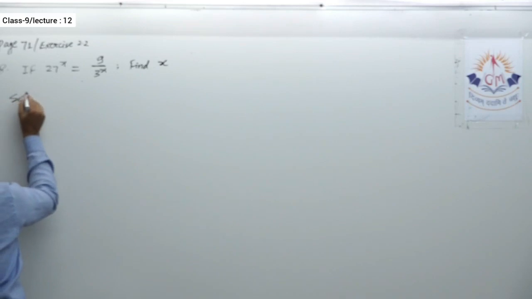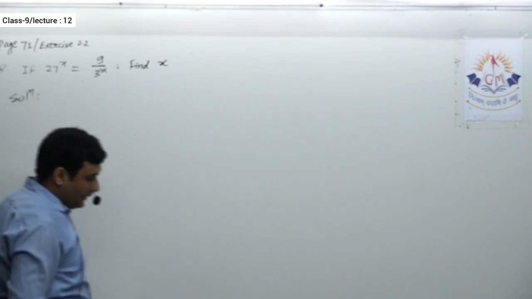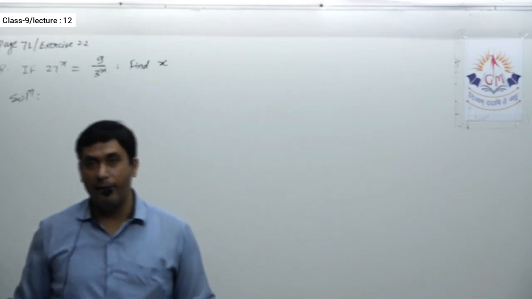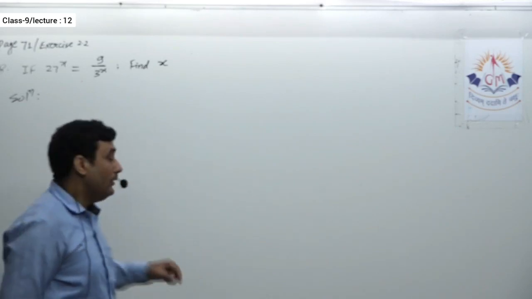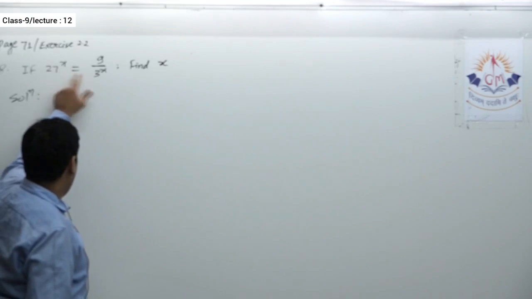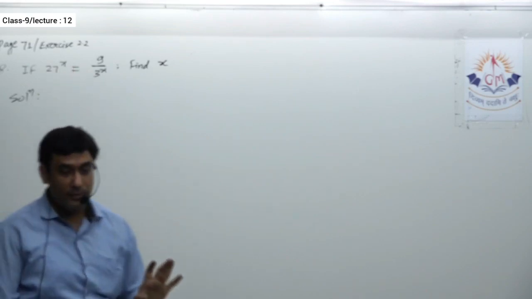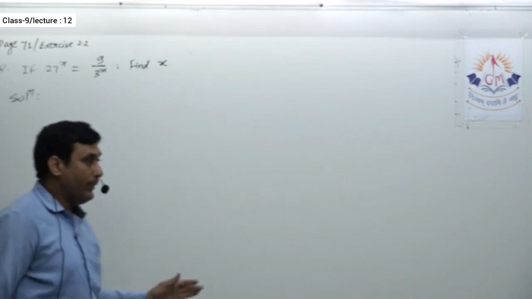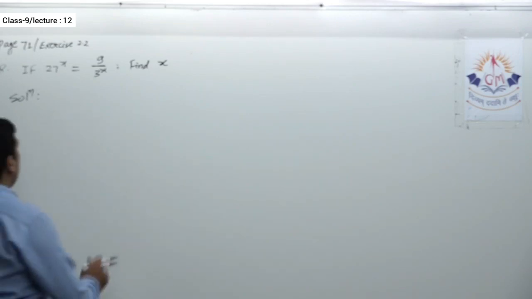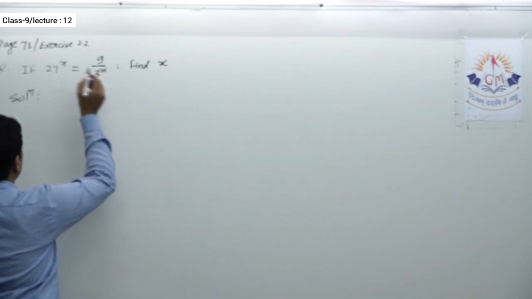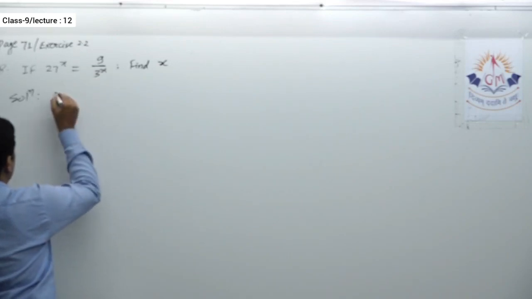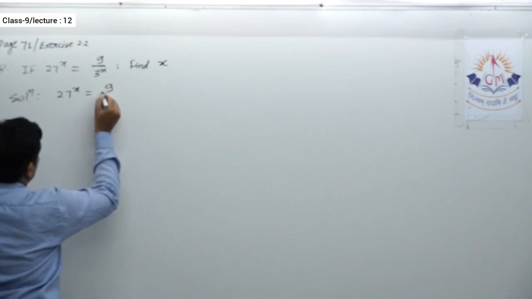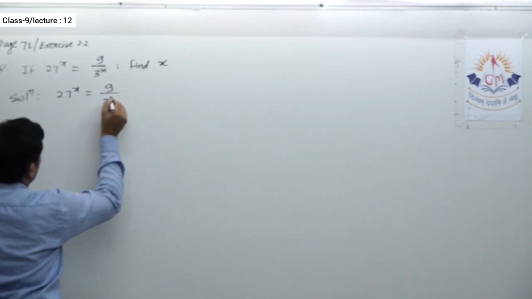Okay, so let us see its solution. Again, the very first thing that should be in your mind is that here x is in the powers, x is in the exponent. Whenever you find this type of thing, you have to try to make the left hand side and right hand side with the same base. So here I have 27 raised to x is equal to 9 into 3 raised to x.